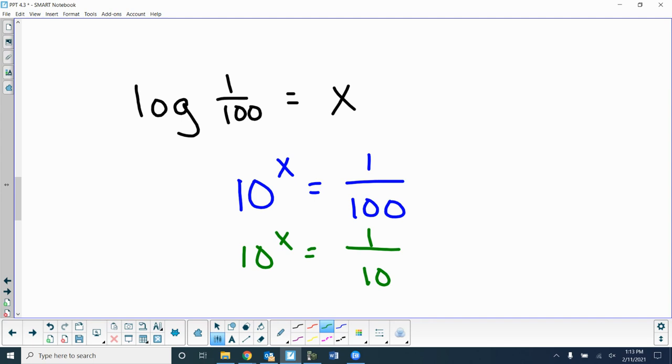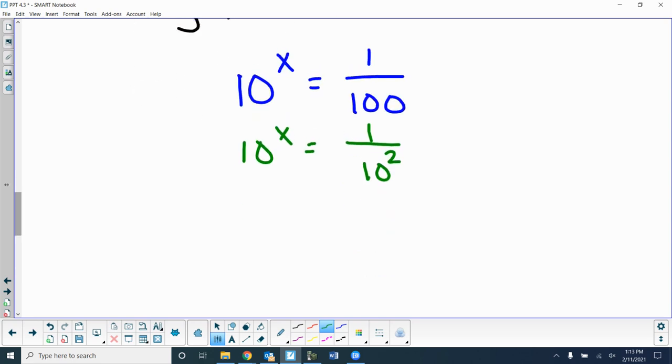What's 100 if I use base 10? 10 to what power? 2, right? So we're still not quite there because this is 10 to the x and this is 1/10. Remember back a while, if we want to move an exponent out of the bottom to the top, we make it negative. So what's x got to be now? -2, right? That's our answer.